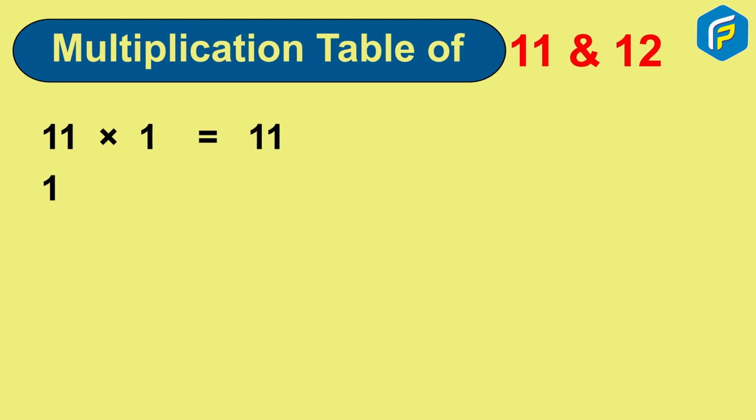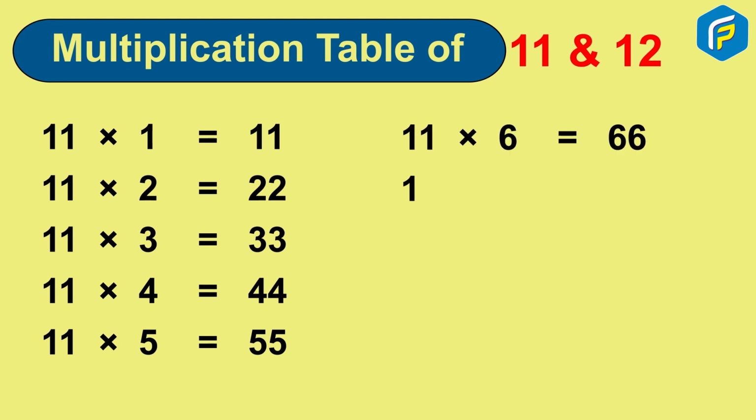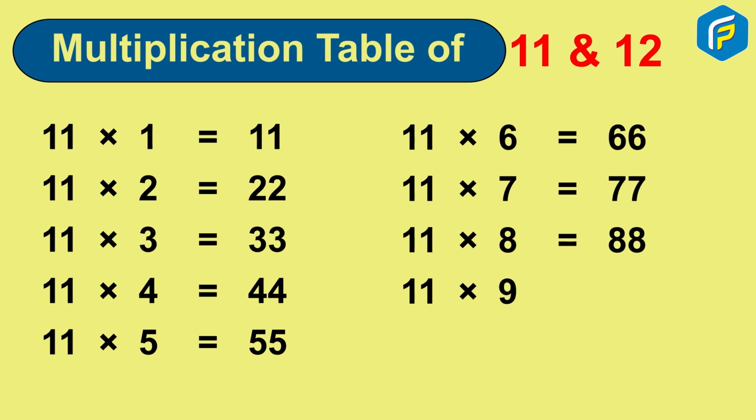Multiplication table of 11 and 12. 11 into 1 is equals to 11. 11 into 2 is equals to 22. 11 into 3 is equal to 33. 11 into 4 is equals to 44. 11 into 5 is equals to 55. 11 into 6 is equals to 66. 11 into 7 is equals to 77. 11 into 8 is equals to 88. 11 into 9 is equals to 99. 11 into 10 is equals to 110.